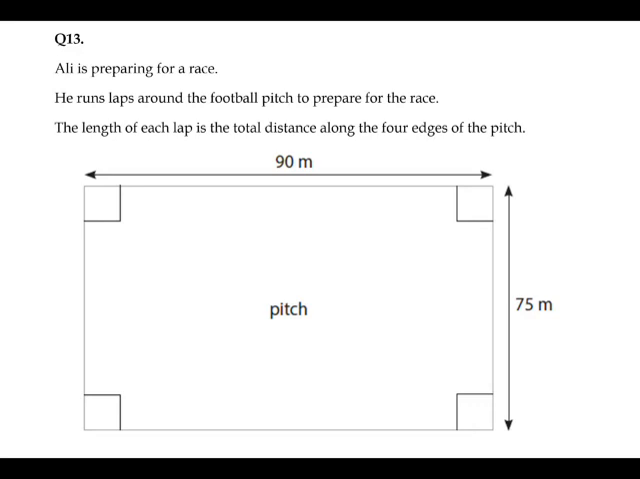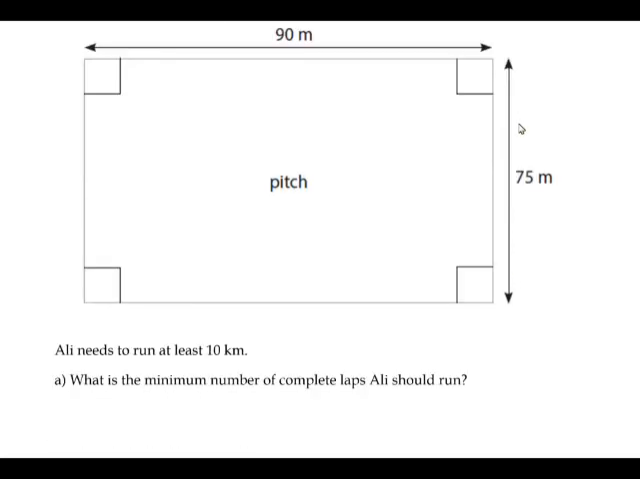Question 13. Ali is preparing for a race. He runs laps around the football pitch to prepare for the race. The length of each lap is the total distance along the 4 edges of the pitch. And here's a diagram of our pitch. Ali needs to run at least 10 kilometers. What is the minimum number of complete laps Ali should run? So 10 kilometers into meters, because all our measures are in meters, means we multiply by 1,000. So it's 10,000 meters is his target.